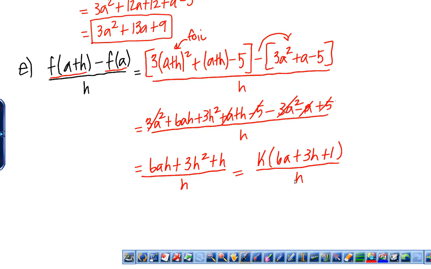And now these h's on the outside cancel. And I'm down to the last part of my problem, which is 6a plus 3h plus 1. And this is my final answer.